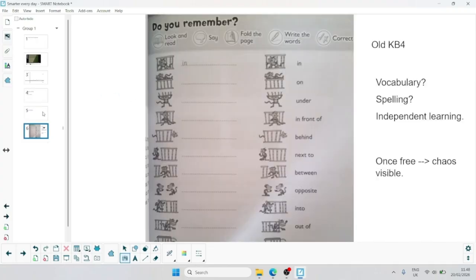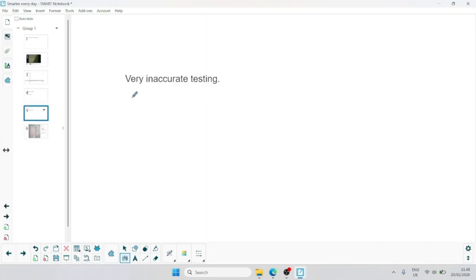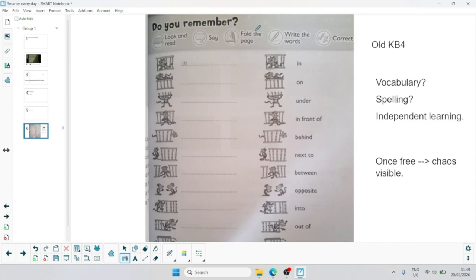And yes, we have now very inaccurate testing, like in the Kid's Box. I just checked the new Kid's Box 3. We don't have this one anymore. So they also understand that you don't really learn vocabulary like this, and you don't really learn spelling like that either. Maybe you do a little bit when it comes to independent learning, because the kids have to cover up, write it, and correct it themselves. So in that sense, you learn some things, but in terms of vocabulary, in terms of language, it's not that efficient.